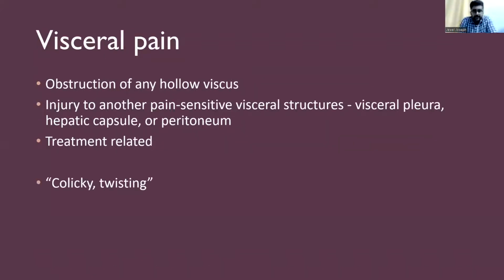Visceral pain, as I mentioned earlier, usually occurs in response to obstruction of any hollow viscus. It can also occur as a result of injury to other pain-sensitive visceral structures like visceral pleura, hepatic capsule, peritoneum, etc. It can also be treatment-related. It need not always be disease-related. A classical example would be adhesions following a surgery for tumor, or following radiation. It is typically described as colicky twisting pain, but that may not always be the case, because visceral pleura and hepatic capsule pain can be perceived in a different way as well.